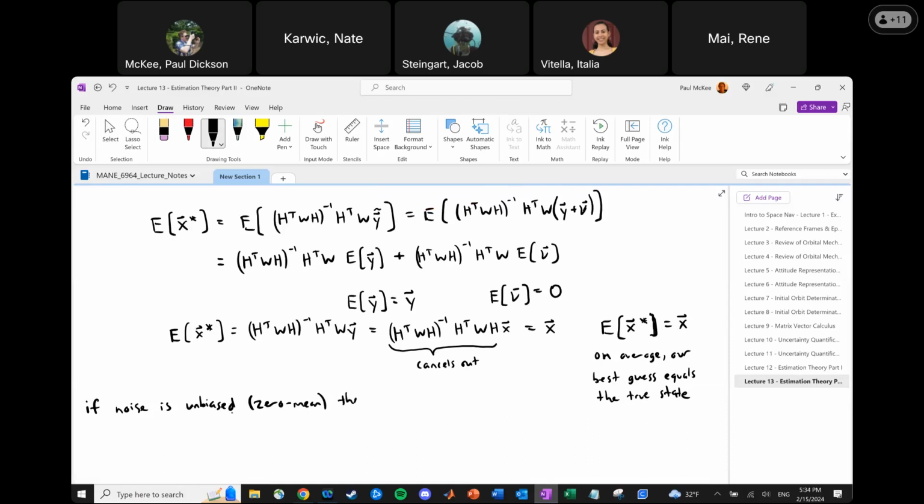then the expected value of our optimal estimate is the true state. Thus, what we have here is called an unbiased estimator.